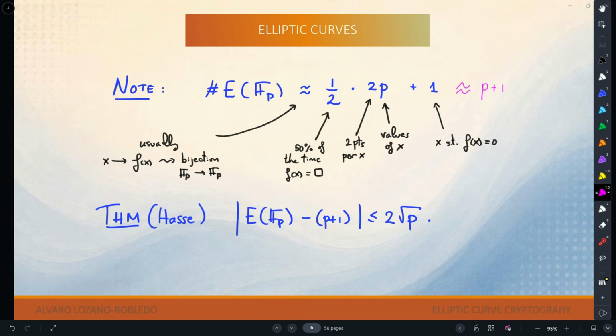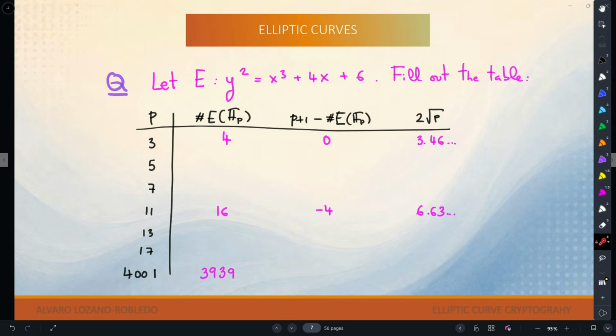Now, that is not true, but it is in essence true in that it is so except for a small error. And that is a theorem of Hasse, who proved that the error in approximating the number of points by p plus 1 is a magnitude smaller than p, is at most 2 times the square root of p. And you can check that that is actually the case.